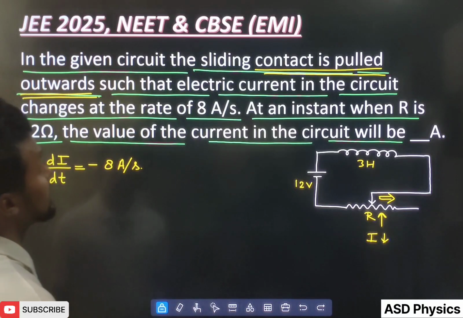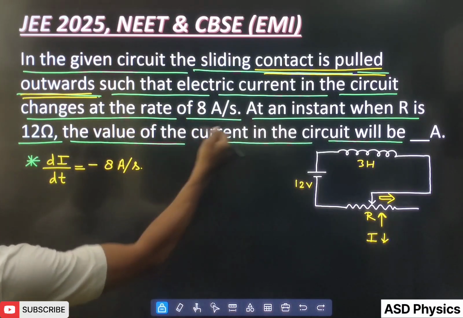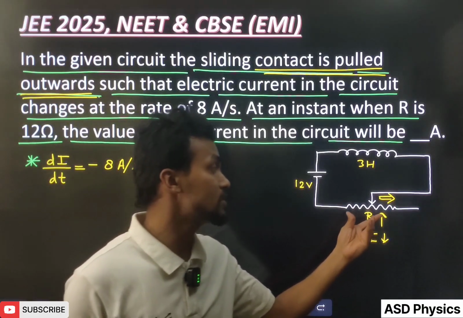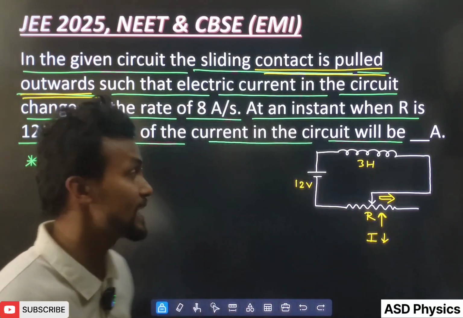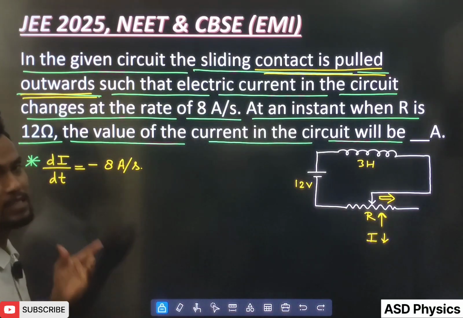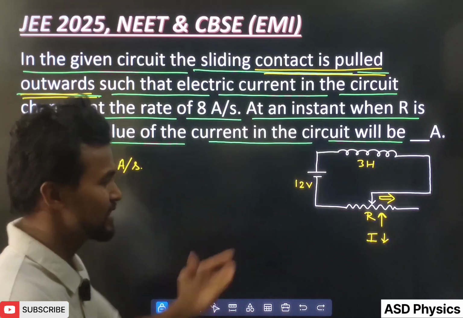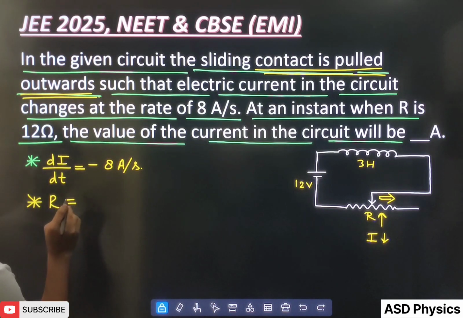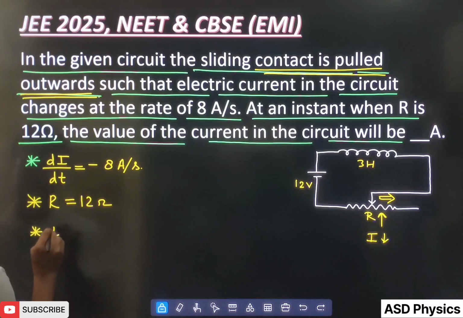Okay, if in case they told that the contact is pulled inward, then what will happen in that situation? R will decrease, I will increase, and that time we will take this di by dt positive. I hope the concept is very clear. After that, very easy, not at all a big deal. Then capital R value, how much is given here? You can see, it is given here, 12 ohm, and in the question they are asking the value of the current at the instant.